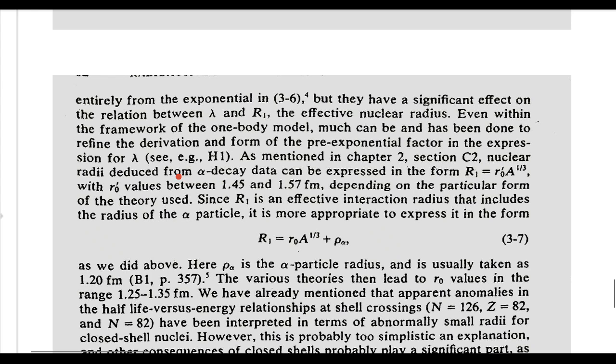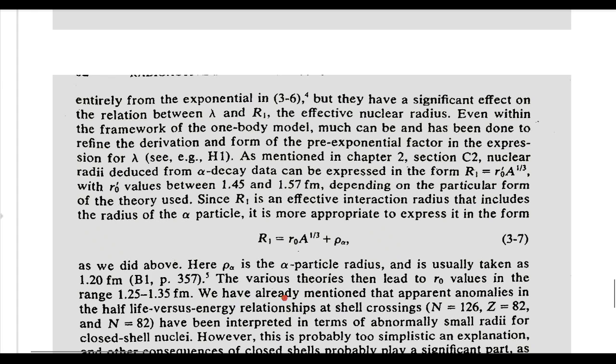Nuclear radii deduced from alpha decay data can be expressed in the form R1 equal to R dash 0 A to the power 1 by 3, with the R dash 0 values between 1.5 and 1.57 fermi depending on the particular form of theory used. Since R1 is an effective interaction radius and includes the radius of the alpha particle, it is more appropriate to express it in the form R1 equal to R0 A to the power 1 by 3 plus rho alpha, as we did above, where rho alpha is the alpha particle radius and is usually taken as 1.20 fermi. The various theories then lead to R0 values in the range of 1.25 to 1.35 fm.